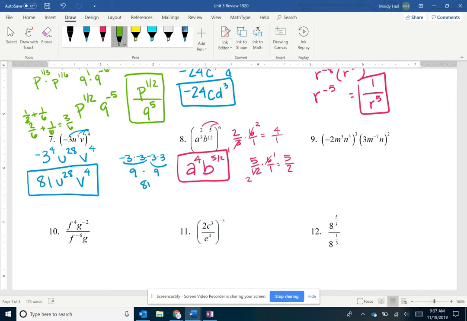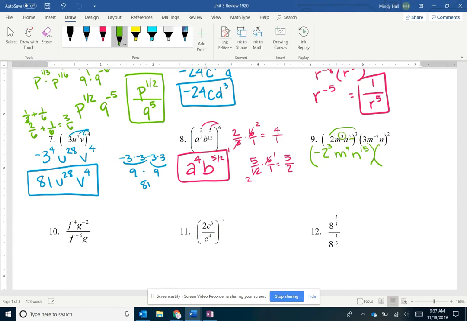Okay, so then for number 9, notice we have numbers to multiply, but we still have to follow order of operations. We still have to take care of those extra exponents before we can do all of the other stuff. So we're going to distribute this cubed to everything. So we'd have negative 2 cubed. M cubed cubed would be 3 times 3, which is 9. And then we'd have n to the fifth cubed. And so 5 times 3 is 15.